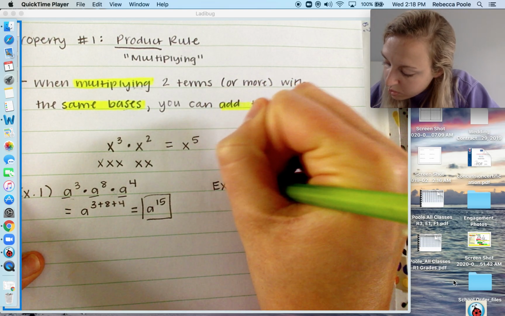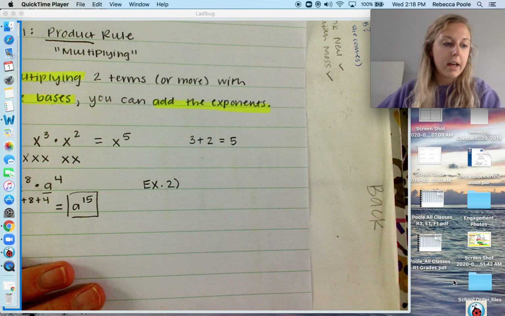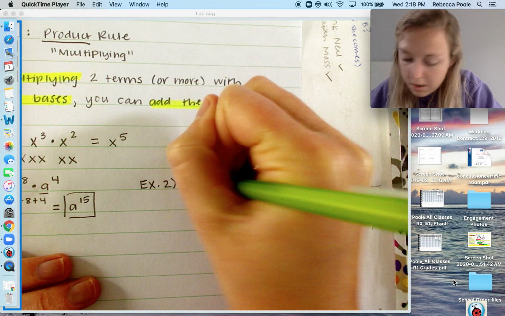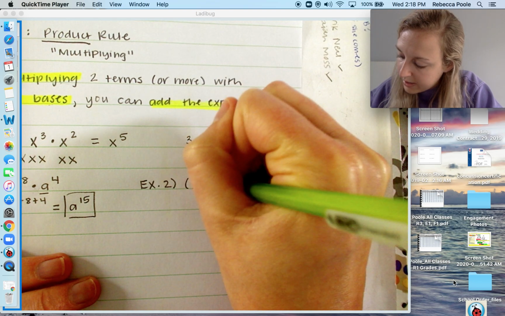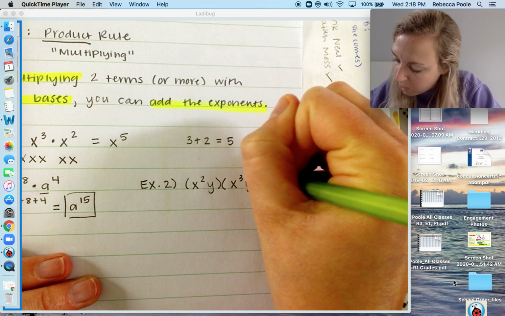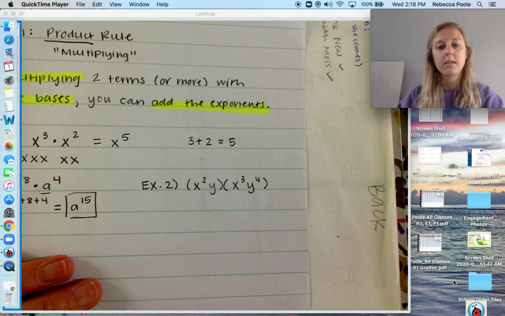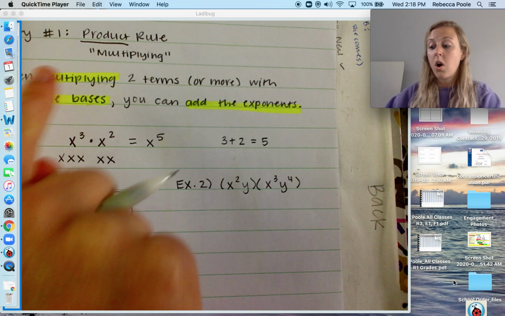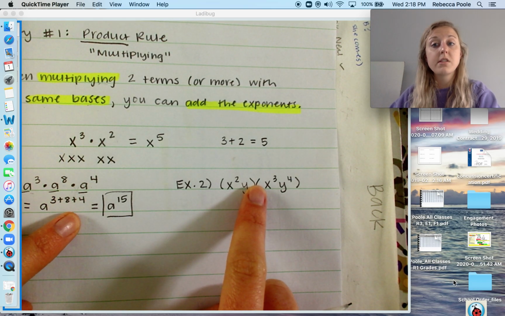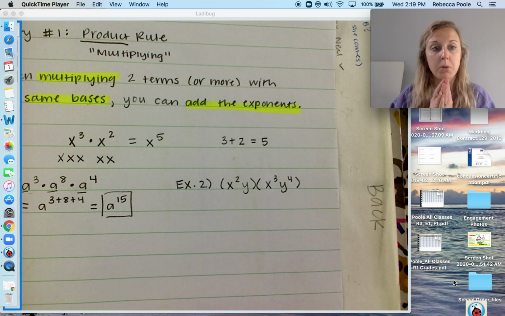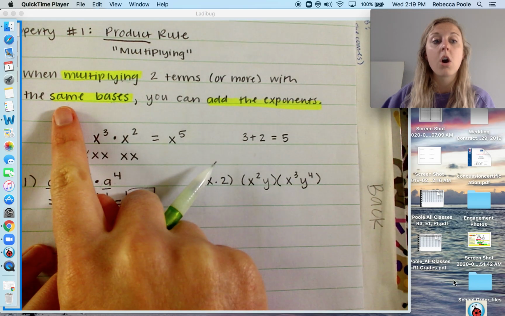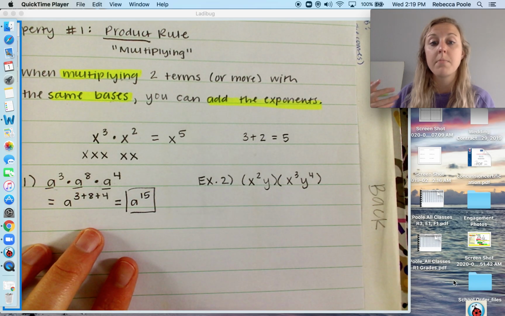Let's do example 2. Let's try x squared y times x cubed y to the 4th. Okay? So, first thing, are we multiplying? So even though there's no multiplication dot, you guys know if 2 parentheses are touching, that means to multiply. So we are multiplying here. So the next thing we have to check are, do they have the same bases? Are the bases the same?